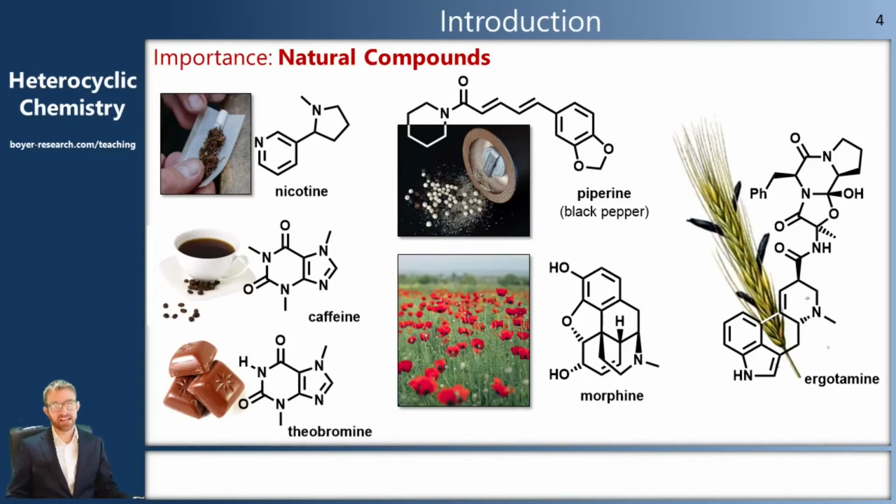There is a vast array of natural heterocycles, from things like nicotine through caffeine and chocolate, which all contain heterocycles as their most important component, to things like black pepper that we add to our food every day. Again, piperine, which is one of the main components of black pepper, contains heterocycles. Some of the most potent natural compounds we know, such as morphine and ergotamine, which is related to LSD, also have heterocycles as their main components.